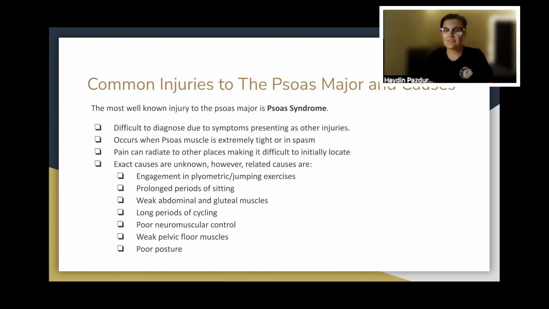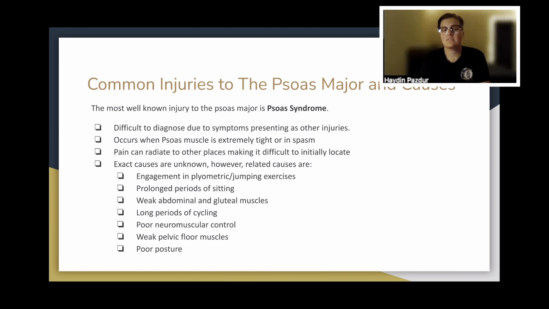Now we know the actions of the psoas major, how to stretch it, and how to strengthen it. Even with all this, injuries are going to happen. The most well-known injury to the psoas major is psoas syndrome. Now, this is difficult to diagnose due to its symptoms presenting as other injuries. So it's probably going to be misdiagnosed as other injuries before it actually gets properly diagnosed as psoas syndrome.